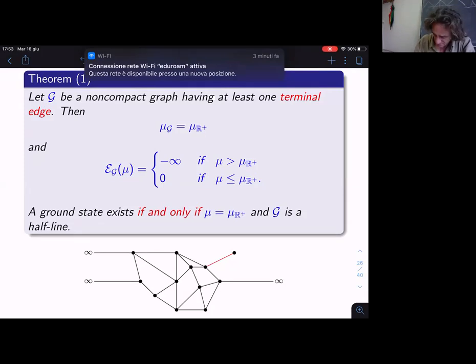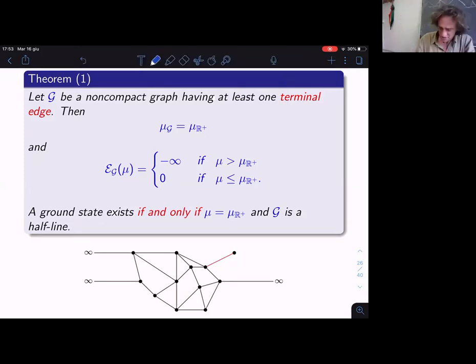The first theorem is the following. We have only one terminal edge and then a complicated graph here. Then we always have that the critical mass of the graph is the critical mass of the half line. And the energy goes to minus infinity, so there is no ground state, if mu is larger, and zero if mu is smaller. And there is never a ground state, unless we are already on the half line.